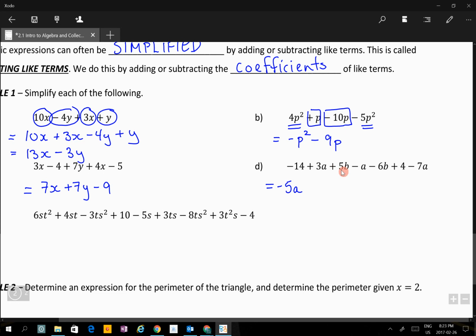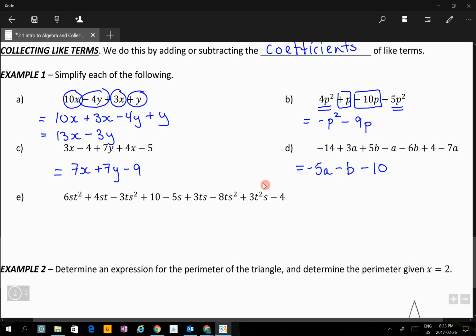What about the b's? So 5b take away 6b gives me negative 1b, or I'll just say minus b. And then I have here negative 14 and plus 4. So negative 14 plus 4 gives me negative 10. And there you go.